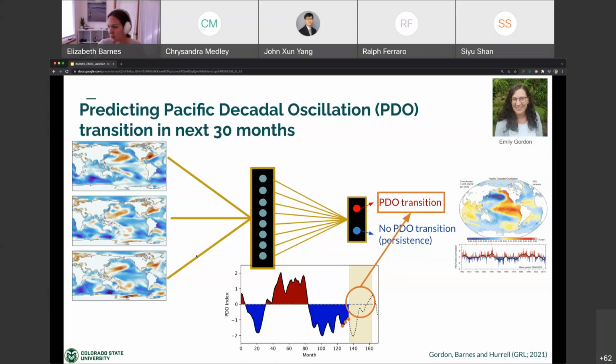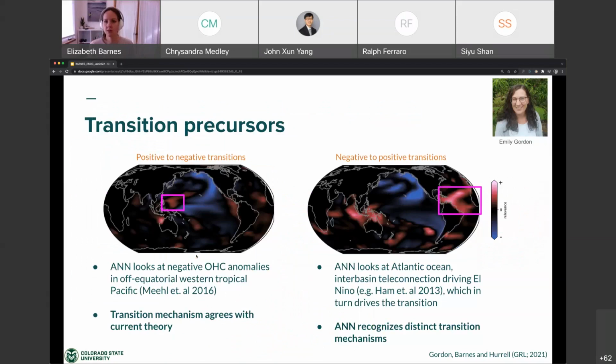What's really neat about this example is she split it into transitions from positive to negative and negative to positive and found different answers. Once again, this highlights the power of non-linear neural networks. They don't need to assume that going one direction is the same as going the other. Specifically, what she found is going from positive to negative, so the left-hand side, the neural network looks at negative ocean heat content anomalies in the off-equatorial Western Tropical Pacific, shown in the pink box, and it turns out there are studies in our field suggesting that this is exactly the mechanism that leads to transitions in the PDO.